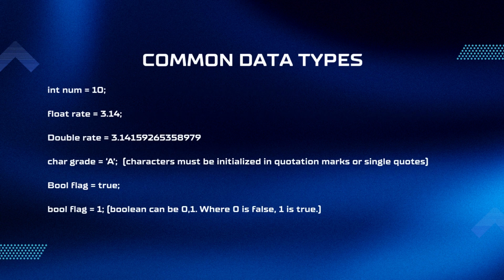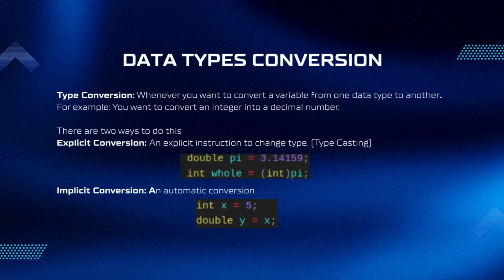Here are some common data types and their initialization. Take a careful look at their syntax. Whenever you want to convert the data type of a variable from one type to another, we use type conversion. For example, when you want to convert an integer to a decimal number, there are two ways to do this.